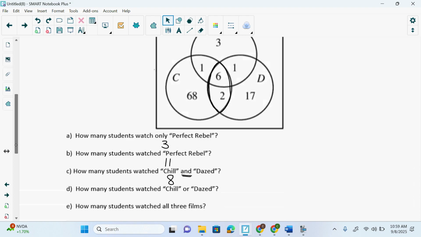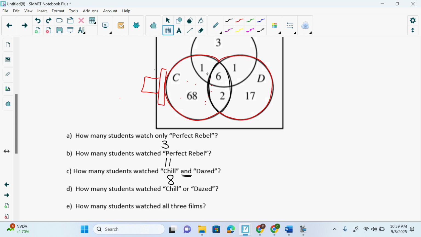Okay, chilled or dazed. 'Or' is what shape? Snowman. The snowman. So we want the chilled or dazed snowman. So I'm like, okay, here's my snowman. Boom, boom, boom, boom, boom, boom, boom. Right? So I have to add them all up.